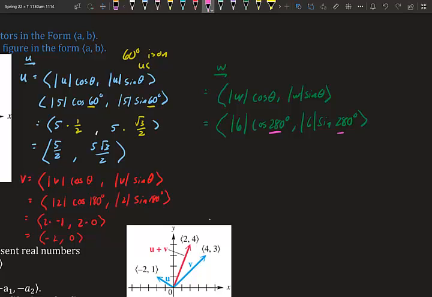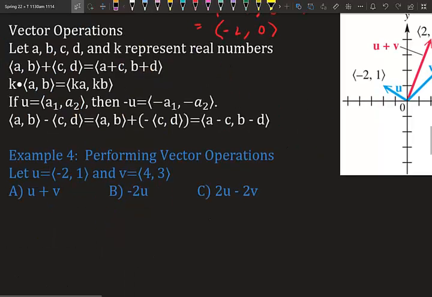Now 280 is not on the unit circle. Since it's not on the unit circle, we use our calculator. So when you plug it in, 6 cosine 280 is 1.0419. 6 times sine 280 is -5.9088.